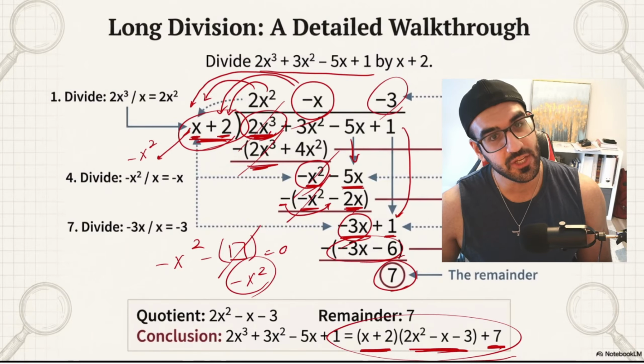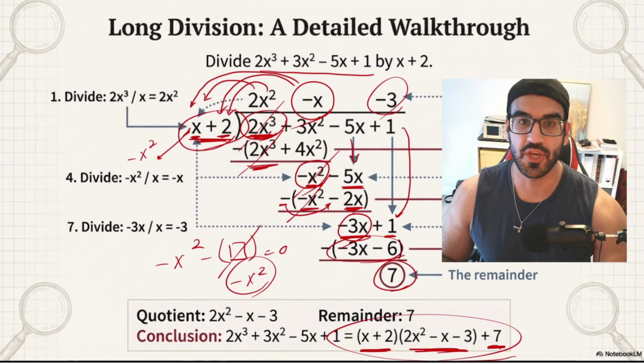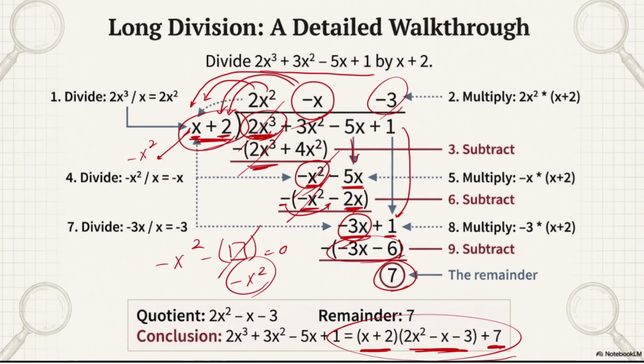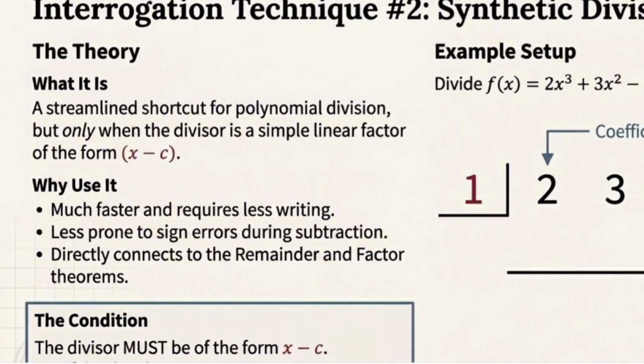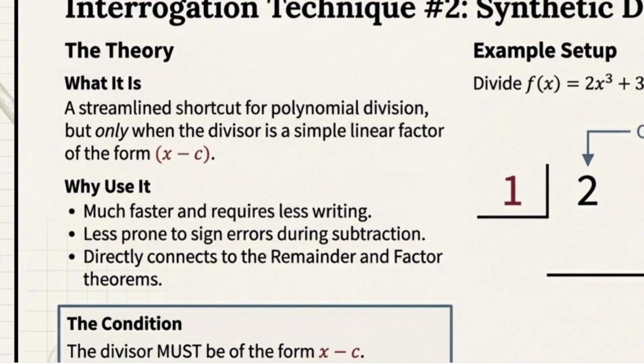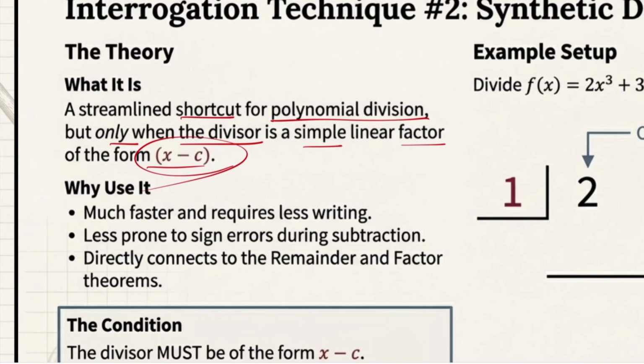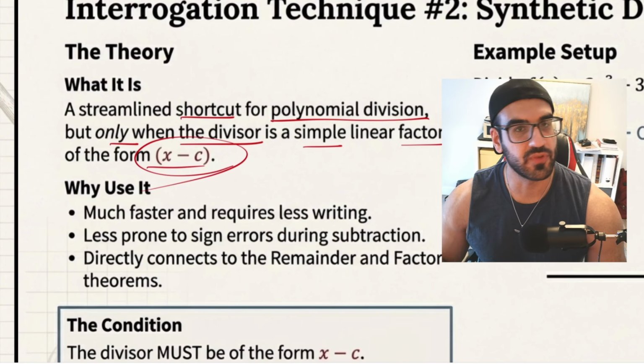Another way, a shortcut, to do that without much sweat. So what does that mean? It means I would like a shortcut that helps me do polynomial division, but only when the divisor is a simple linear factor, x minus c. As you remember, we could do that with anything.